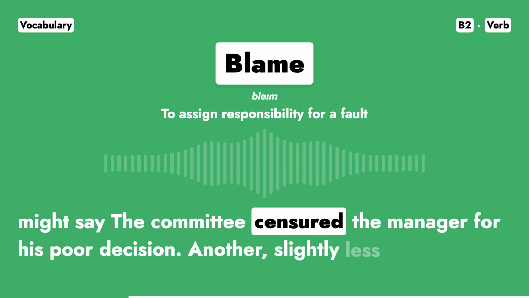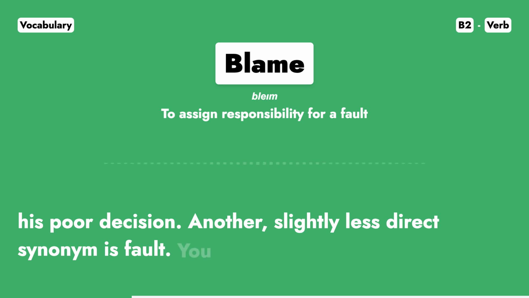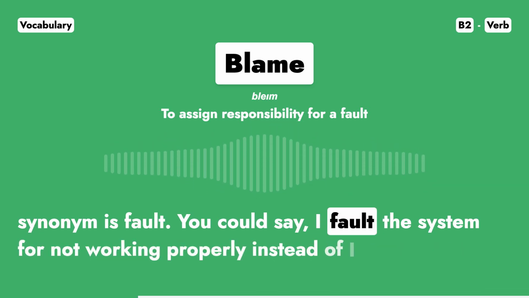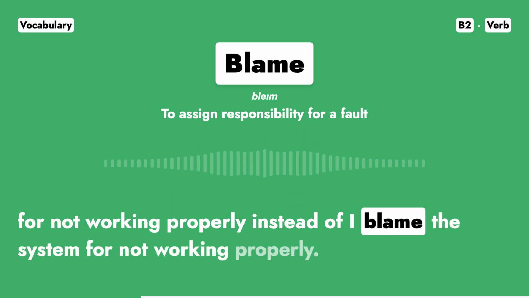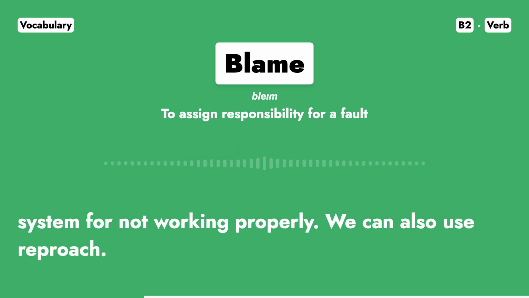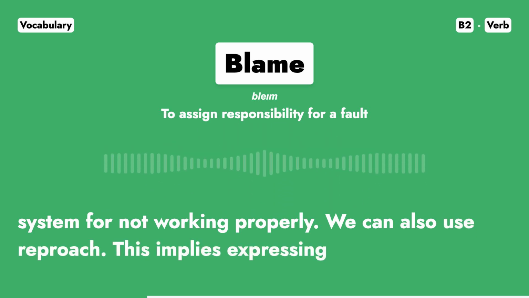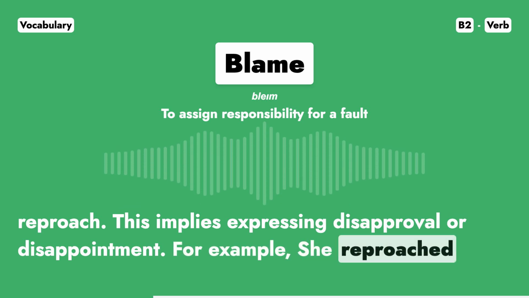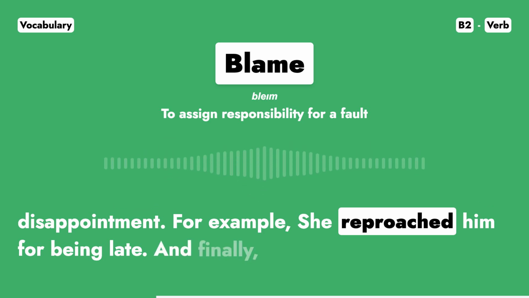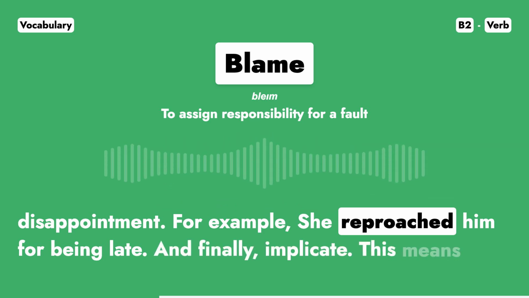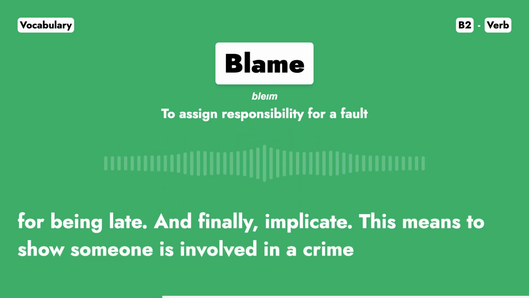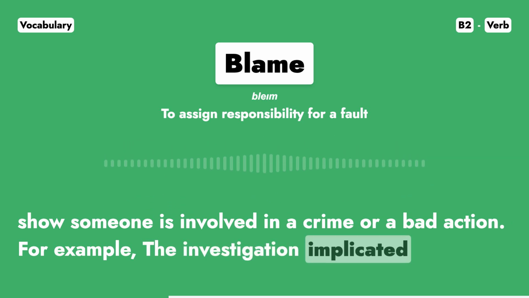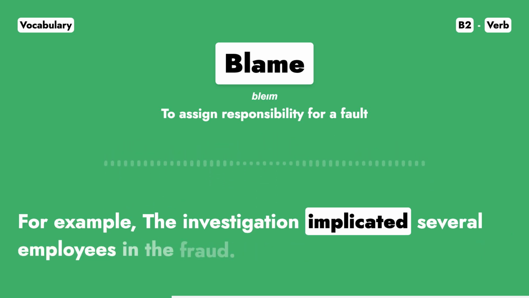Another, slightly less direct synonym is fault. You could say, I fault the system for not working properly instead of I blame the system for not working properly. We can also use reproach. This implies expressing disapproval or disappointment. For example, she reproached him for being late. And finally, implicate. This means to show someone is involved in a crime or a bad action. For example, the investigation implicated several employees in the fraud.